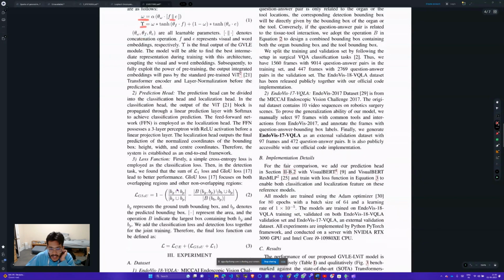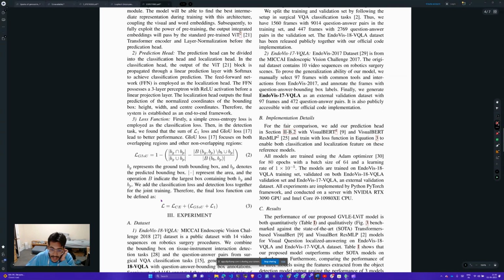And for the loss function as well, they employ GIoU loss, as well as the L1 loss. This is for the bounding box, and what it means here is how much area overlap there is with the bounding box that should have been present.